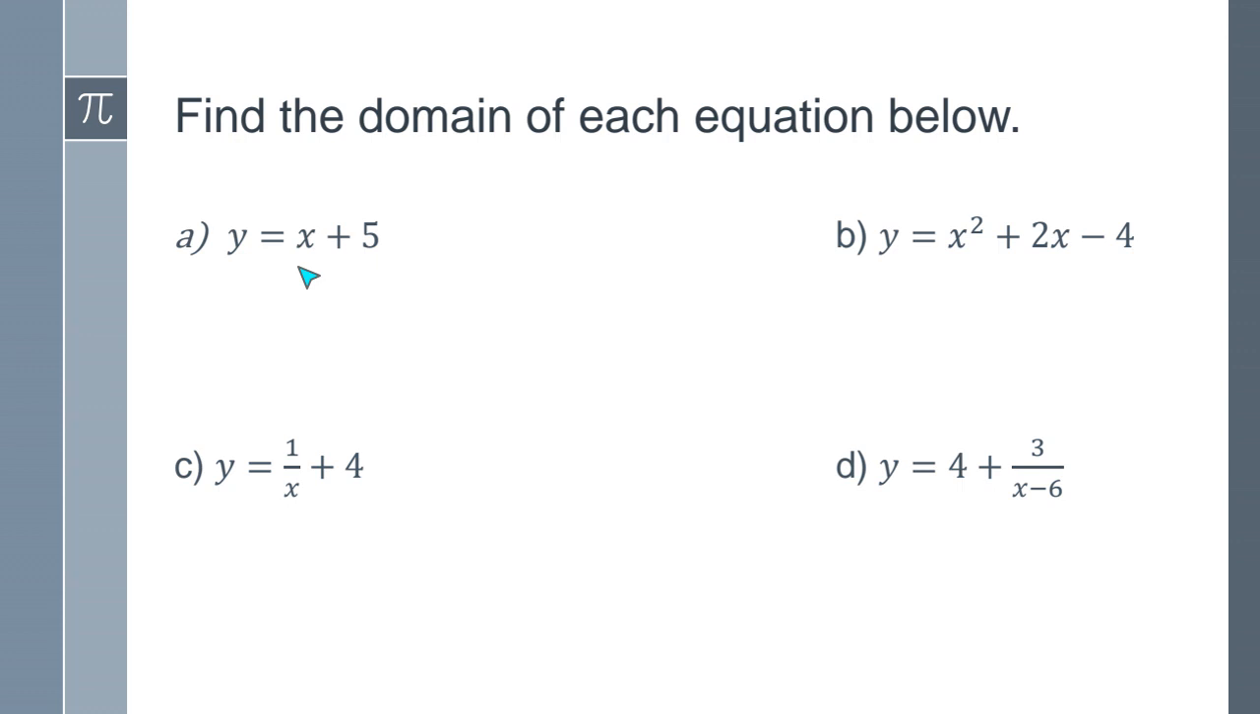Okay. Do we have any logarithms in here? And the way you know if it has a logarithm is that it's going to have the word log in it. So the answer is no. Since I was able to say no to those three things, then that means that for letter A, my domain is going to be from negative infinity to positive infinity.